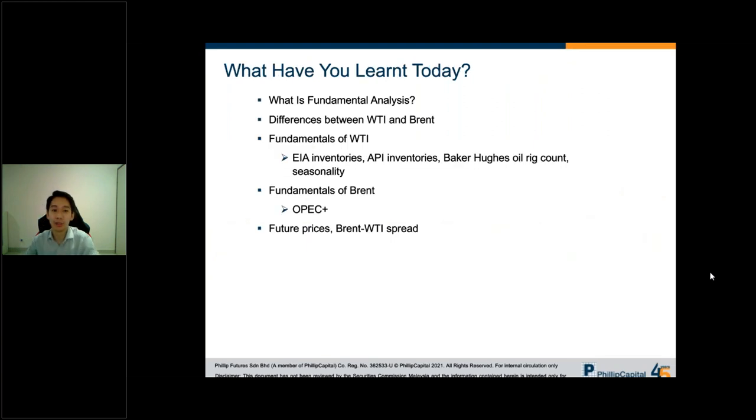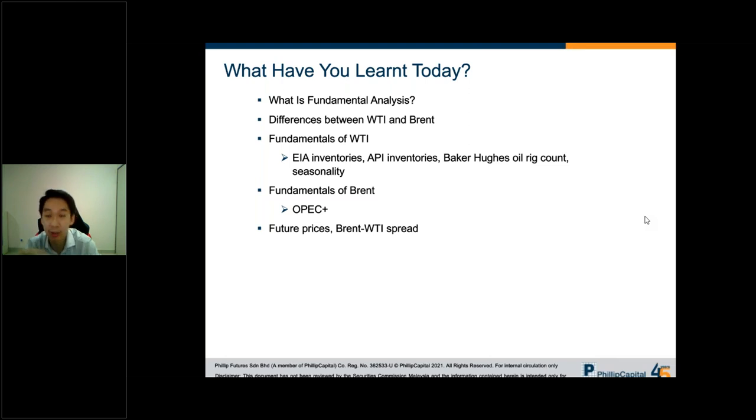Okay, so basically that's all for the fundamental analysis that I wish to cover for today. What you have learned today is what fundamental analysis is, and the difference between WTI and Brent. For the fundamentals of WTI, we have covered EIA inventories, API inventories, and oil rig count. For the fundamentals of Brent, you will look at OPEC Plus, and the most important is what OPEC Plus is thinking. What are they expecting, to increase or reduce production?